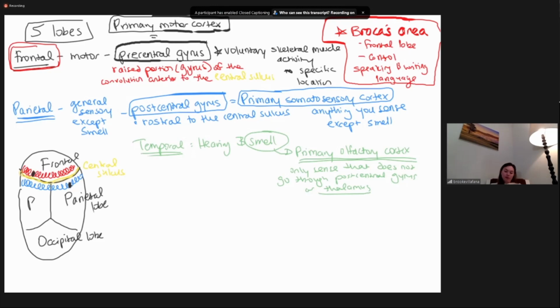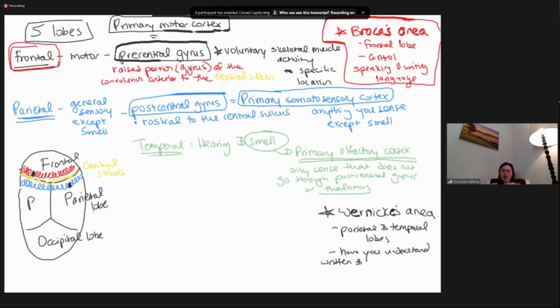Another little kind of bonus term, I'll write it the same way I wrote Broca's. Wernicke's area. This is located in the parietal and temporal lobes, which makes sense because the parietal and temporal lobes are just for sensing. So this is how you understand what is written and spoken. So if you think about it, that's sensory, right? I hear you guys say something and I understand what you're saying.